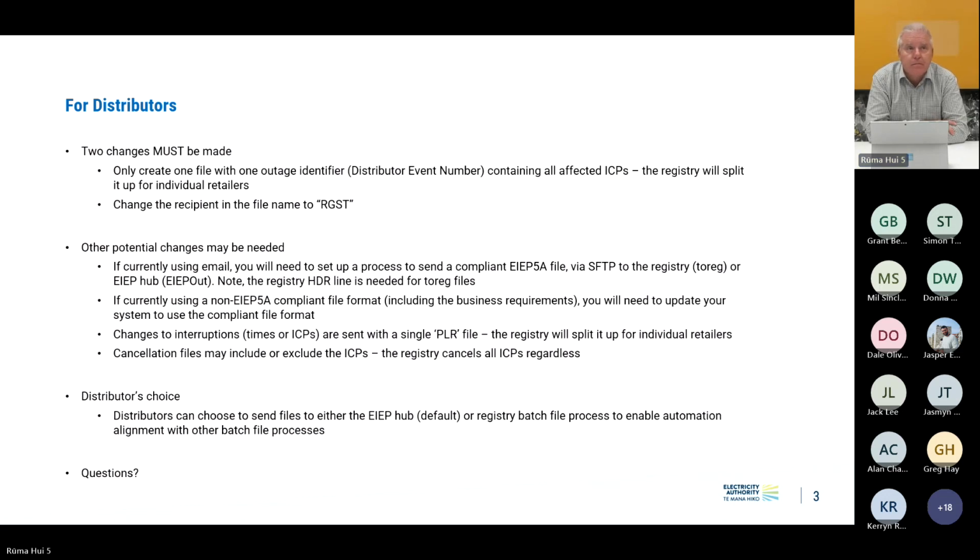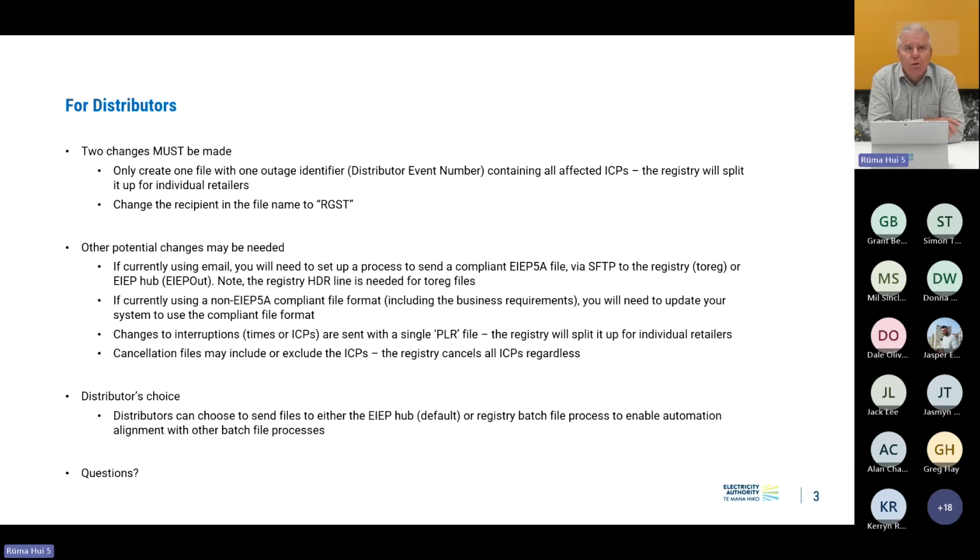For those distributors who aren't already using the new file format, there are some additional changes you'll have to make. You'll have to ensure you're using the current EIEP. So 11.2 is the version number you need to be using. And if you're currently using email or another method, you'll have to set up the process to send it to the registry.